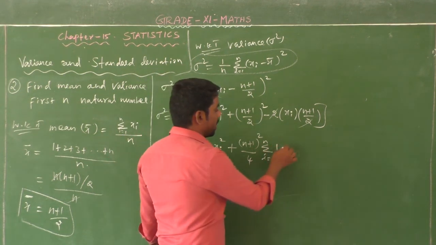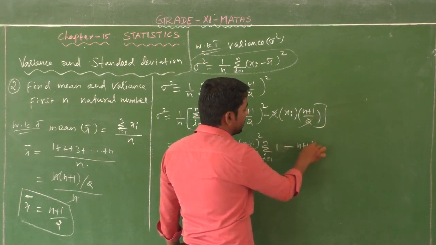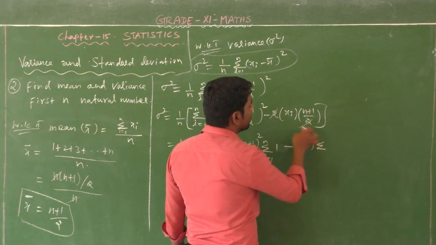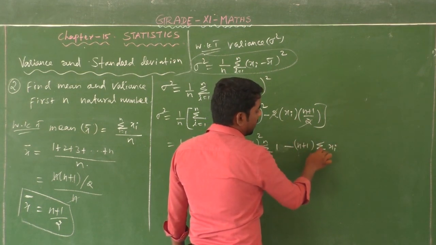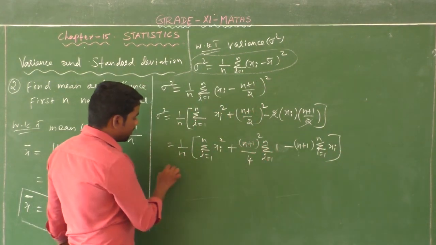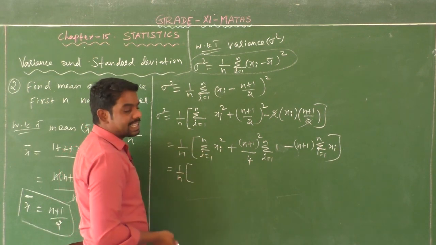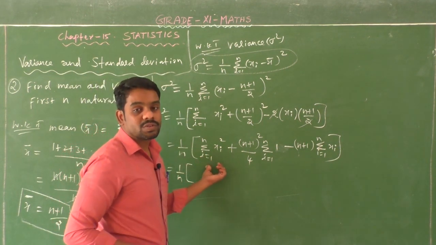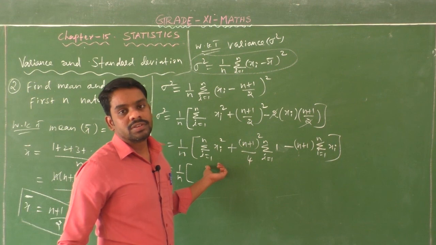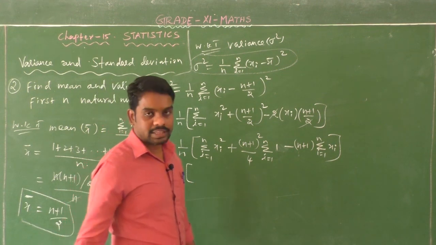Okay, minus 2 to cancel, remaining xi into n plus 1. Here n plus 1 is constant, and the sum of xi, i equal to 1 to n. So 1 by n into the sum from i equal to 1 to n of xi squared means the sum of squares of n natural numbers.